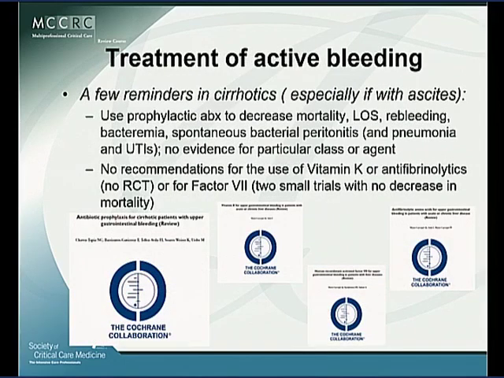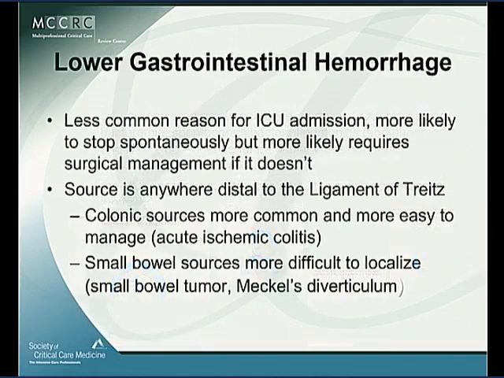So here's the reminder for the cirrhotics, particularly with ascites, but in general for every one of them, the prophylactic antibiotics are appropriate. There are actually no great recommendations for the use of blood products or adjuncts in these patients. A couple of comments on lower GI hemorrhage. Less common reason for ICU admission. More likely it will stop spontaneously. However, if it doesn't, these patients are more likely to come to surgical management.